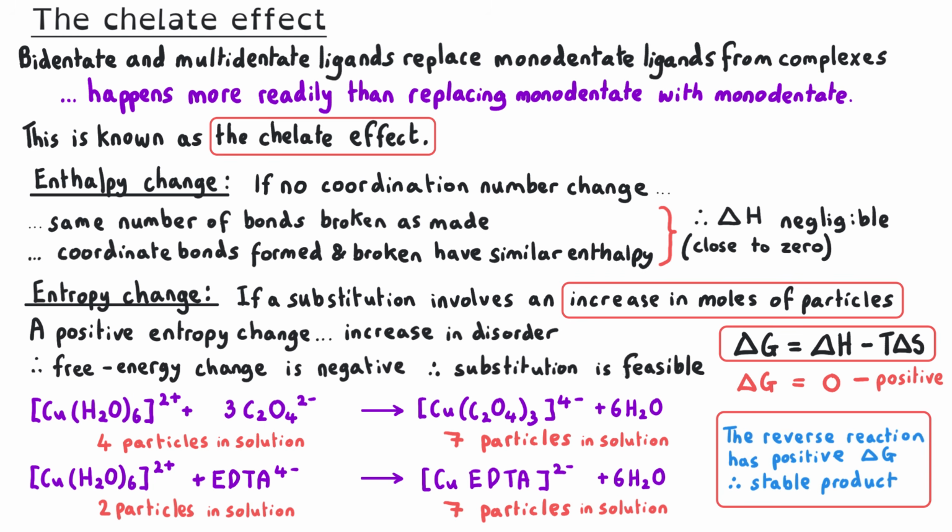And it's worth noting that if the forward reaction has a negative delta G, the reverse reaction will have a positive delta G. And this means that the reverse reaction is less feasible. And that's what we mean when we say that the product is very stable. It will not readily turn back into the reactant.